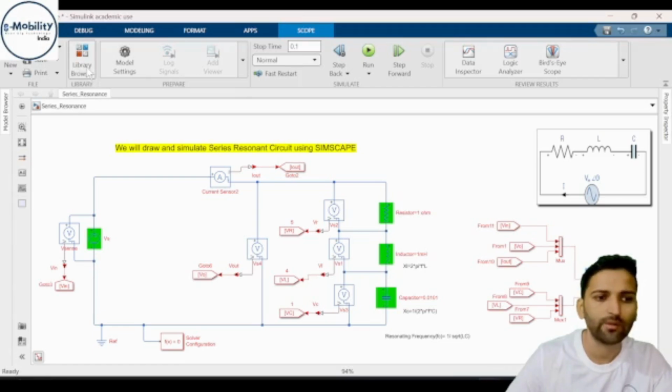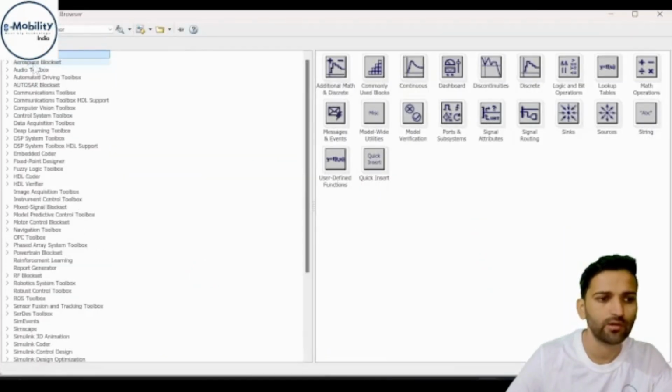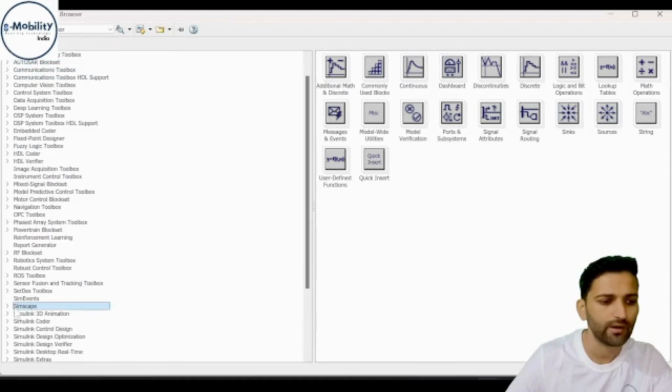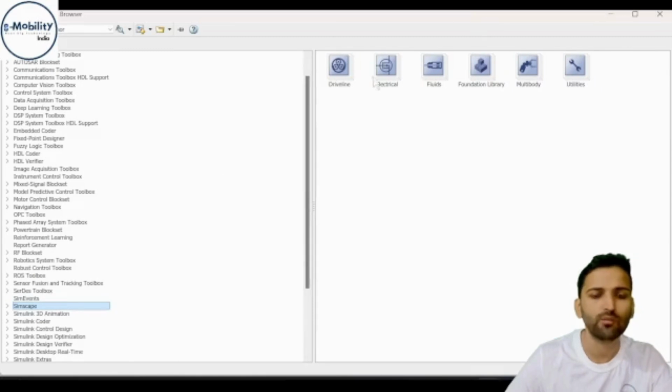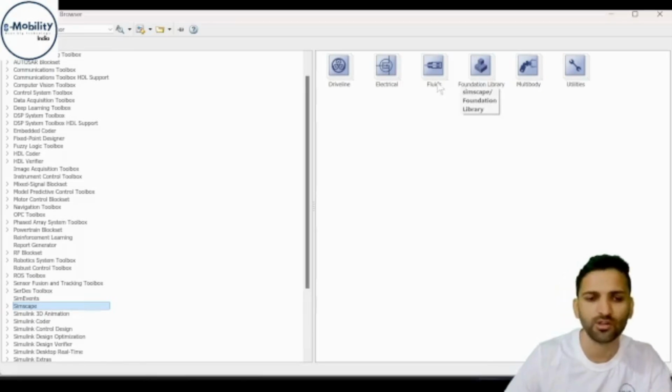So here is the library browser for MATLAB Simulink. As we click on this library browser, we get so many libraries like Simulink, Aerospace, Blockset, Audio, and here at the bottom we find Simscape. In Simscape, we can find electrical, fluid, multi-body, and more. You can do a mechanical simulation also, but we will be sticking to electrical.